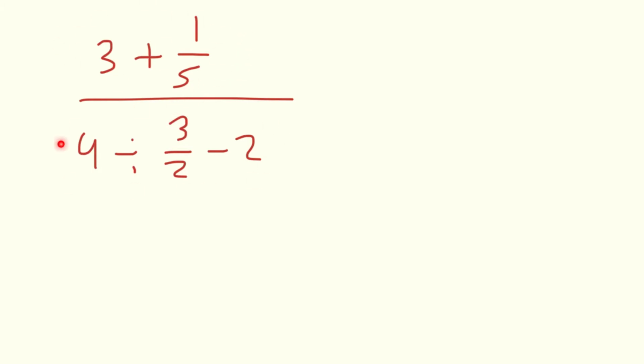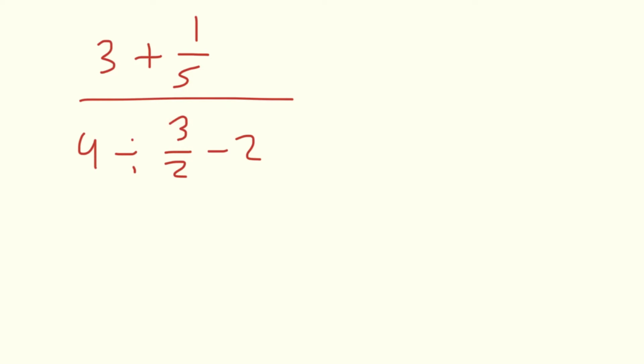So let's have this complex fraction: up top you have 3 plus 1 over 5, and down you have 4 divided by 3 over 2 minus 2. This is the numerator, and this is the denominator. As you can see, the numerator has a fraction already, 1 over 5, and the denominator also has a fraction already. That's why it's called a complex fraction. This whole thing is called a complex fraction.